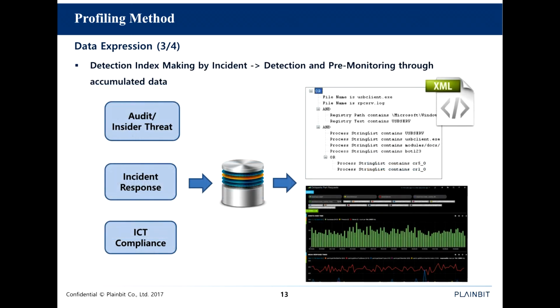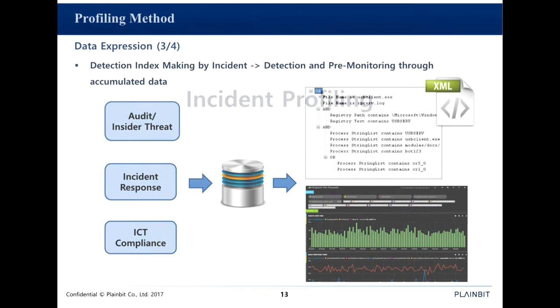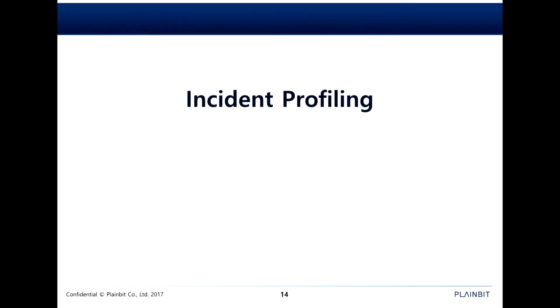By accumulating database data continuously, it is possible to derive common features or unique features of incidents. These derived features can be used to detect or monitor incidents in advance. We have looked at the basic concepts of profiling. Let's now look at how to use profiling in the incident response field.